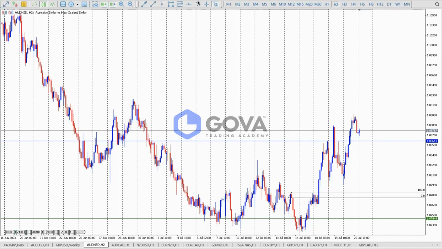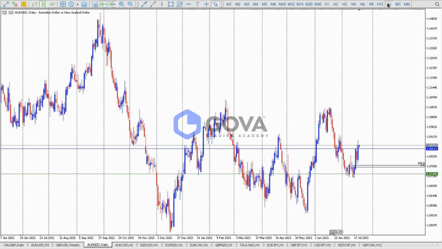Now, why did this zone not work? This zone did not work because on a higher time frame, the zone is sitting on a demand area. So now let us switch to the higher time frame to see where the zone is sitting. So you can see the zone is currently here. This is the buy zone. The buy zone is currently sitting on a higher time frame buy structure.